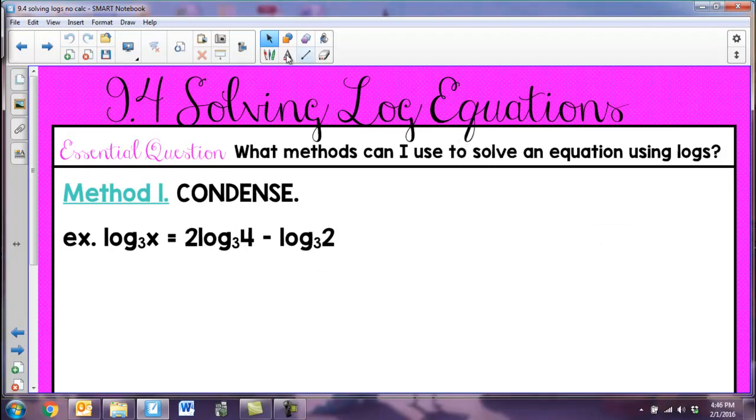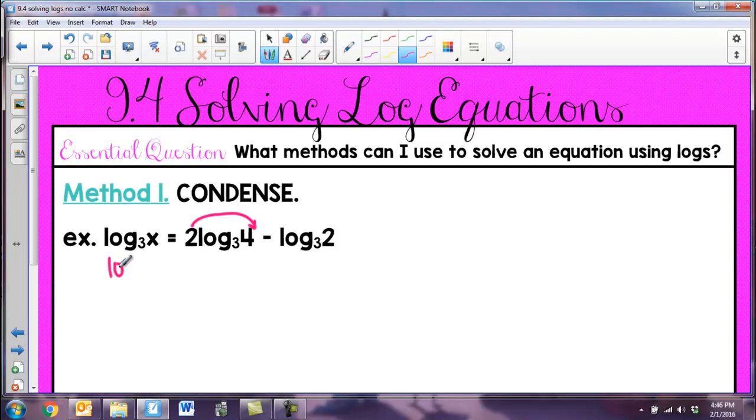both sides until I have one logarithm, so then hopefully if they have the same base, I can set the arguments equal to each other. So again, the condense, that's the steps that we were doing the other day. And we're going to go ahead and try to make this right side into one log. So the first thing I know is if there's a number in front of my log, I can put that up in the exponent, and that would just be 4 squared, or 16.